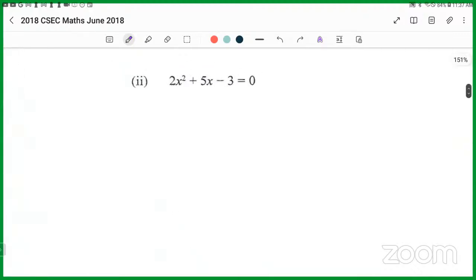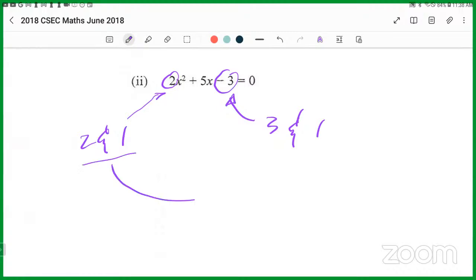Now, when you're factorizing a quadratic and the n values are prime numbers, as they are here, it's very easy to factorize them. Because the factors of this 2 are only 2 and 1, and the factors of this 3 are only 3 and 1. So these are the values that must end up in the brackets: 2, 1, and 3. You know that right away.